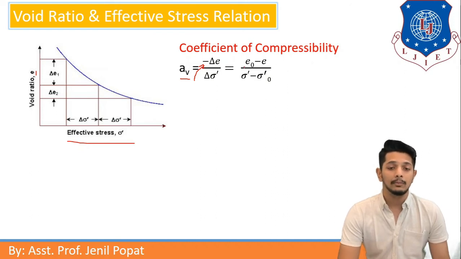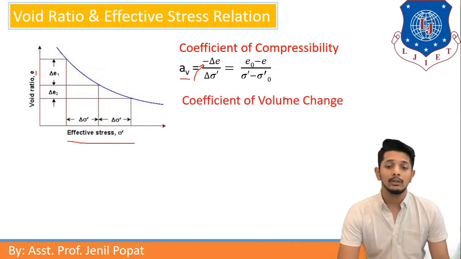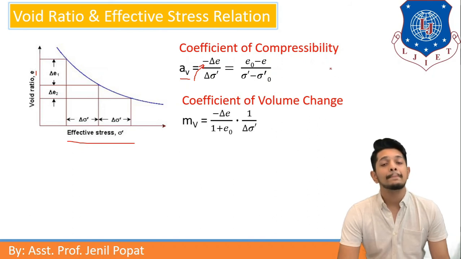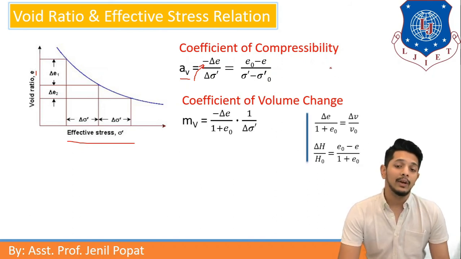Here delta e can be written as e0 minus e, where e0 is the initial void ratio and e is the final void ratio, divided by delta sigma dash, that is sigma dash minus sigma 0 dash. Now sigma dash is the final effective pressure and sigma 0 dash is the initial effective pressure. Another coefficient, the coefficient of volume change, is defined. The coefficient of volume change is defined as the change in volume per initial volume. It can also be written as delta V upon V0.